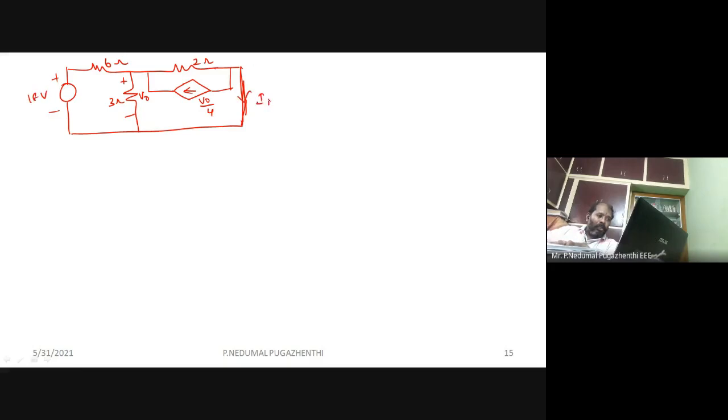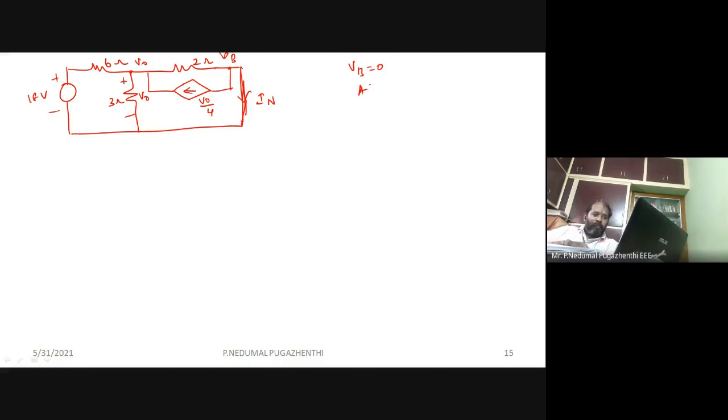I am interested in knowing what is In. What is the current coming here, based on this 2 ohm resistor and V0 by 4? So I will consider this as V0 because it is provided, and I will consider this to be another node, VB. Okay, this is VB. So VB is equal to 0. Why? Because it is short circuited, so no voltage will be there, right?